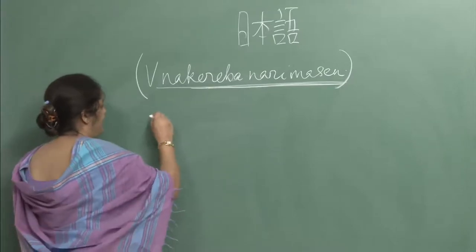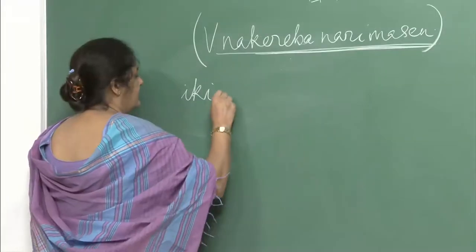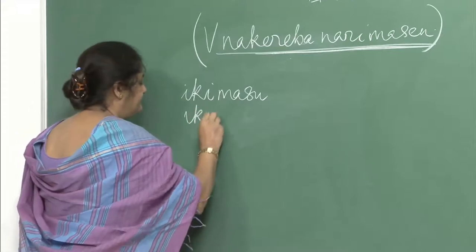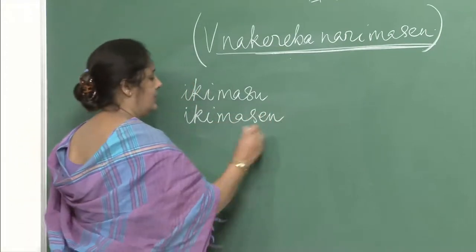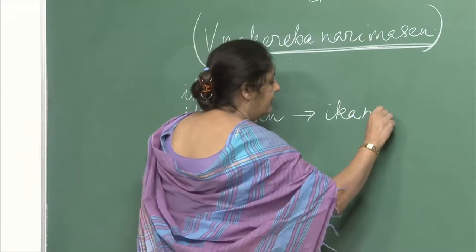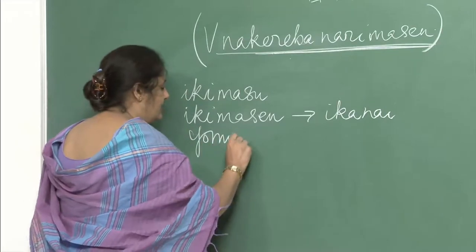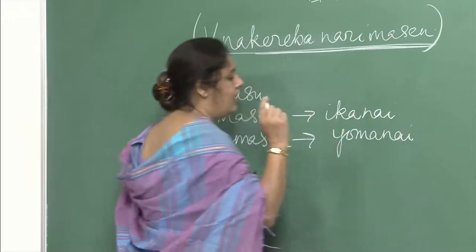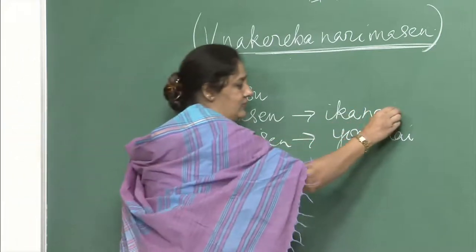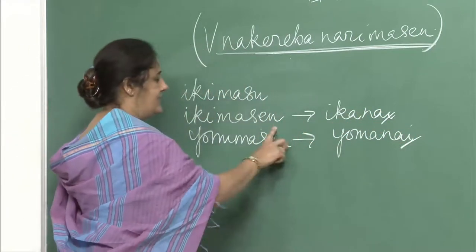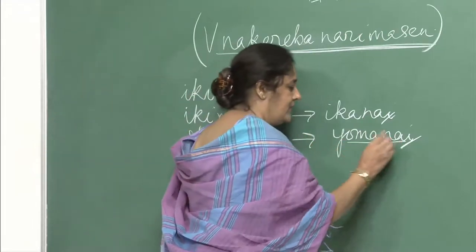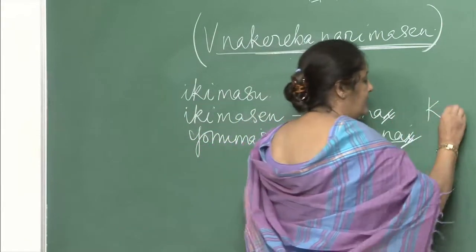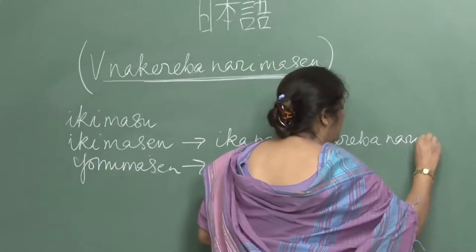Now, how is it made? Ikimasu. Masen. Plain form is ikanai. Yomimasen. Yomanai. Now, how will you make it? Remove the i from here. This is negative, you can see. Masen, plain form, nai, yomanai. Remove this i from here and put ikanakereba narimasen.